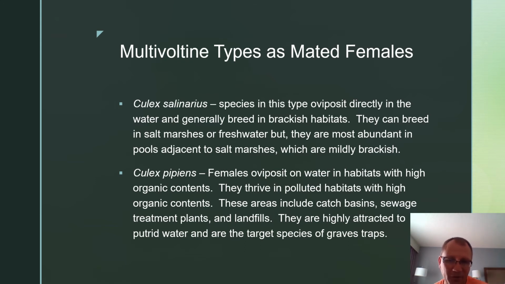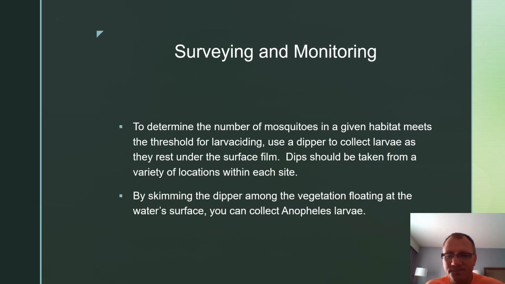They thrive in polluted habitats with high organic content. These areas include catch basins, sewage treatment plants, landfills, and such. They are highly attracted to putrid water and are the target species of gravid traps.